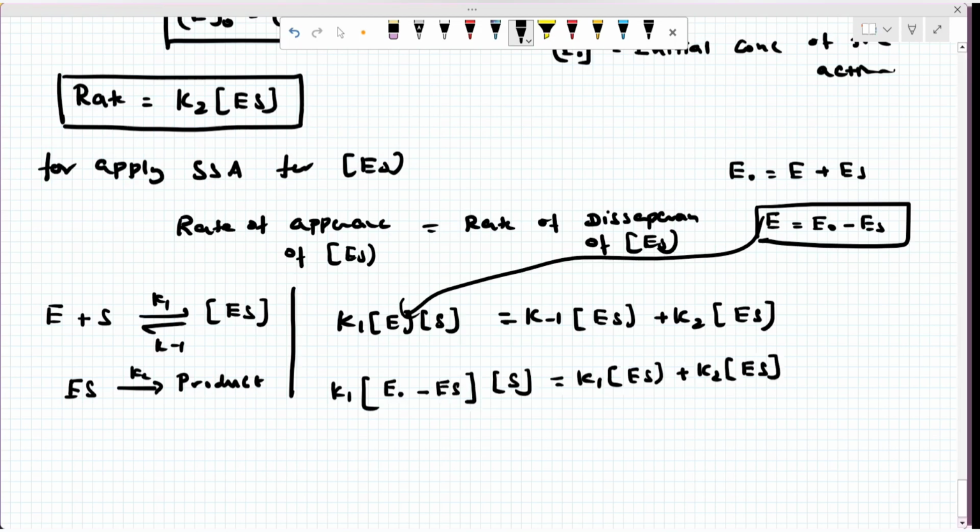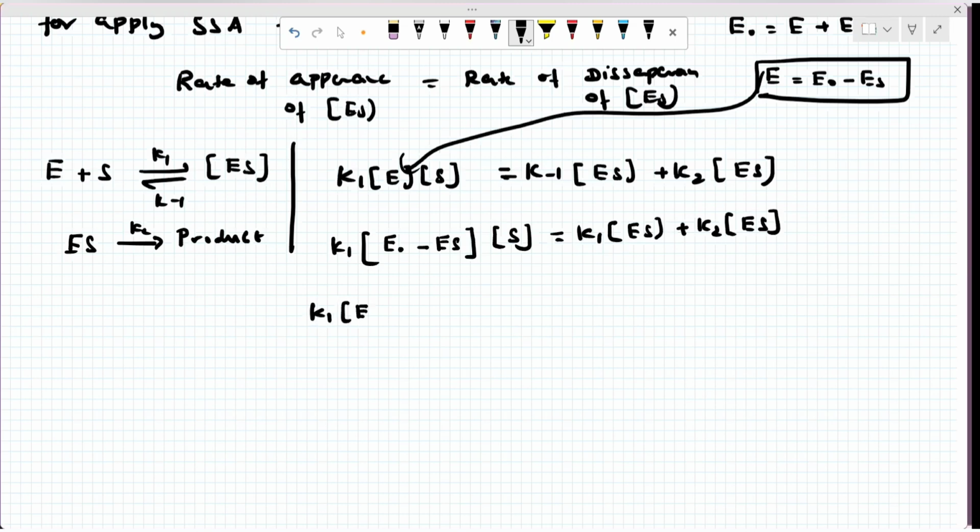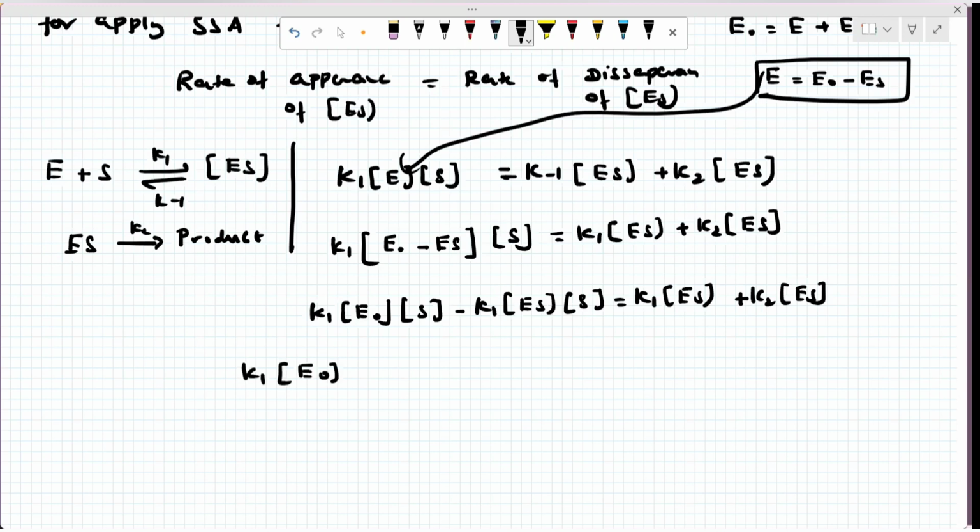Now just multiply the equation. Multiplying, we get K1 E naught S minus K1 ES into S, which equals K1 ES plus K2 ES. Sorry, this is K inverse, not K1. So K1 E naught S equals K inverse ES plus K2 ES plus K1 ES into S.